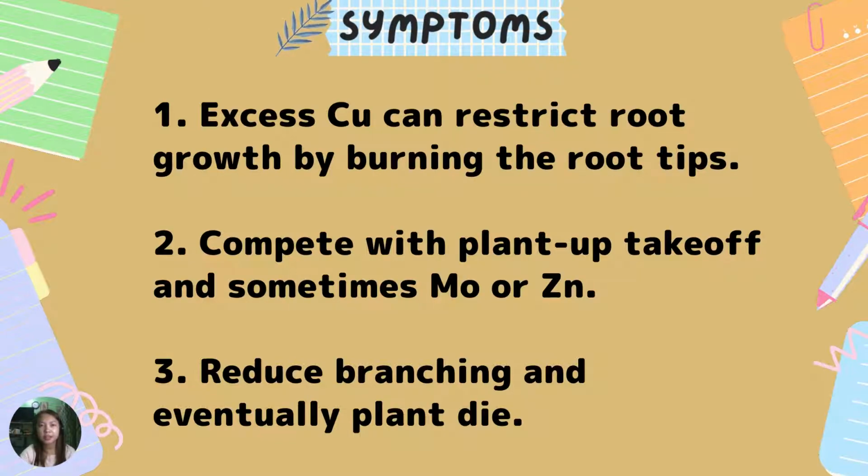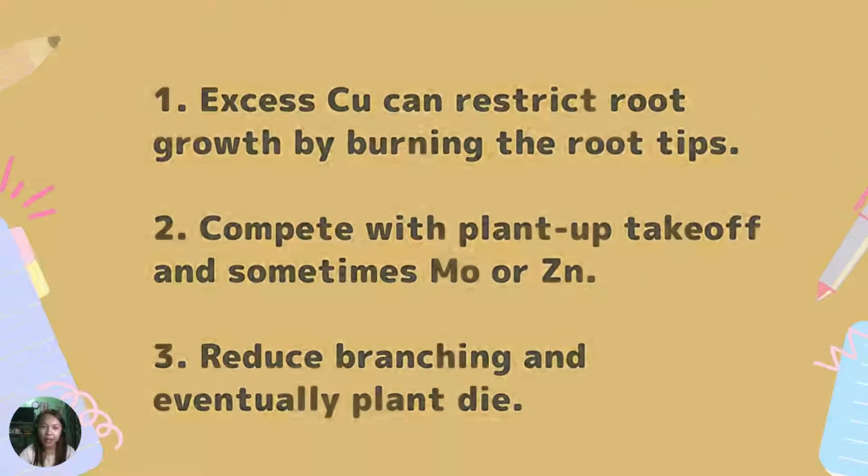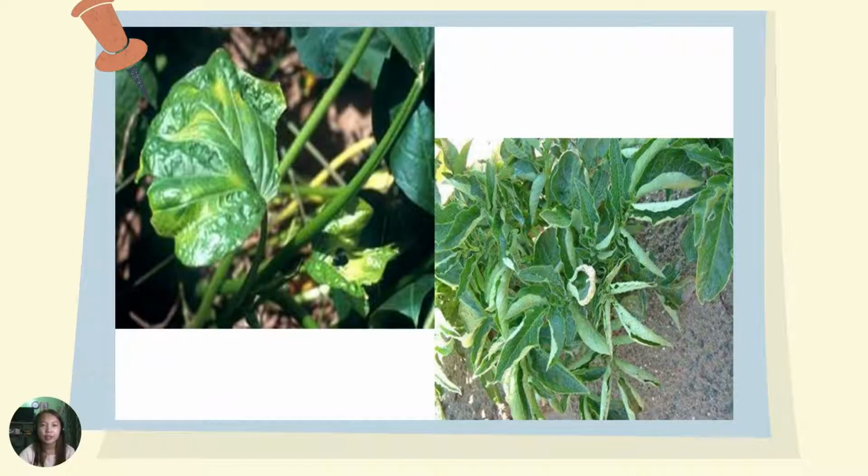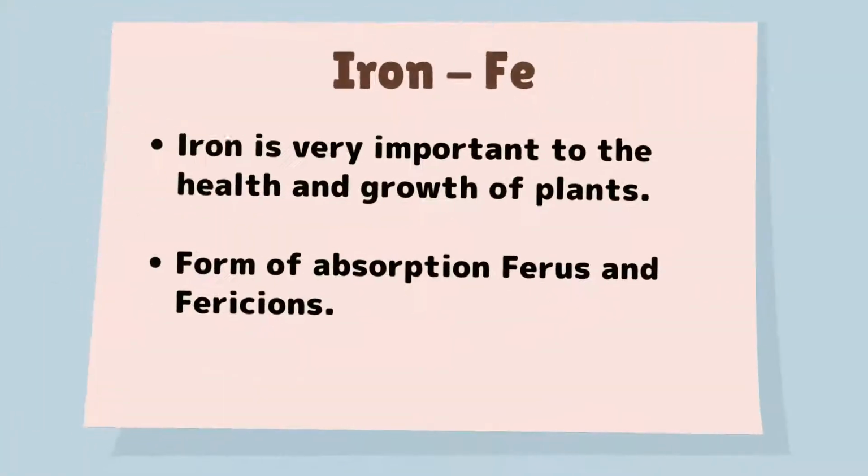Excess copper can restrict root growth by burning the root tips, compete with plant uptake of iron and sometimes molybdenum and zinc, and it also reduces branching and eventually, possibly, the plant will die. If you observe the picture, there are some parts of the leaf that turn yellowish in color. Okay. So it also affects the amount of other elements present in plants.